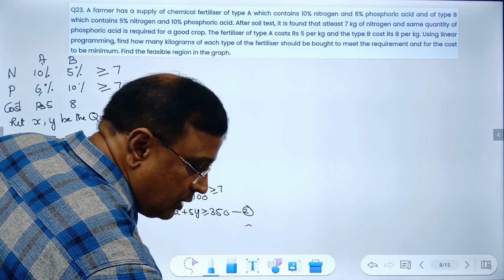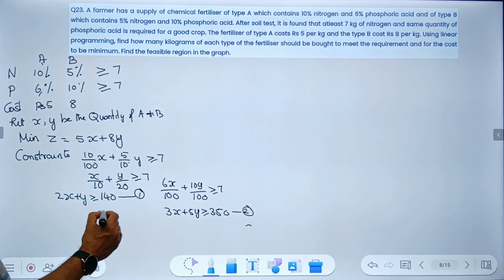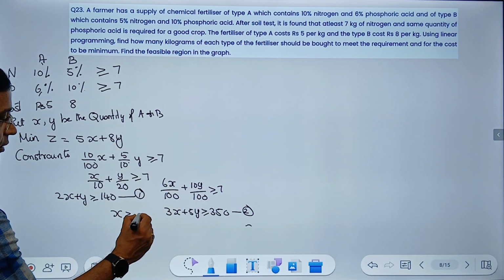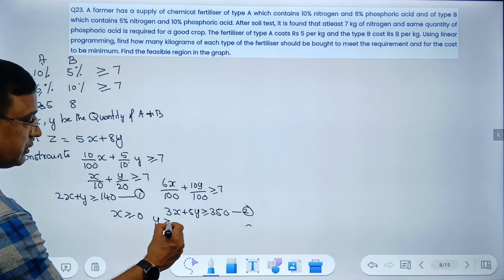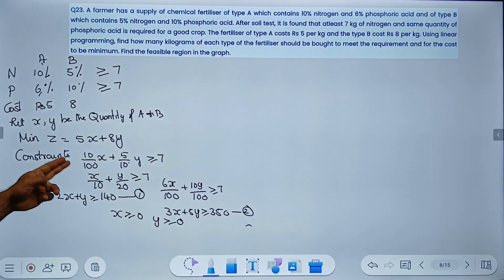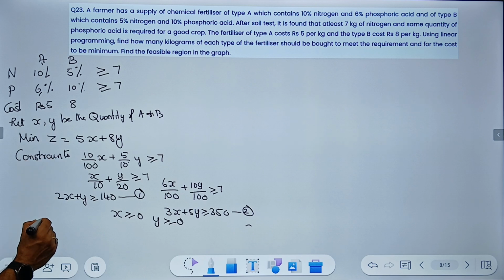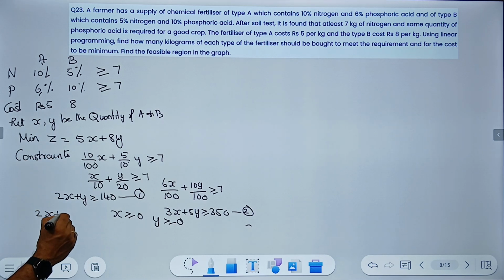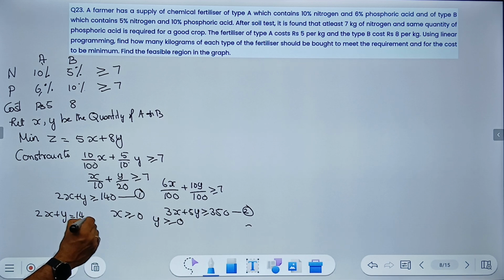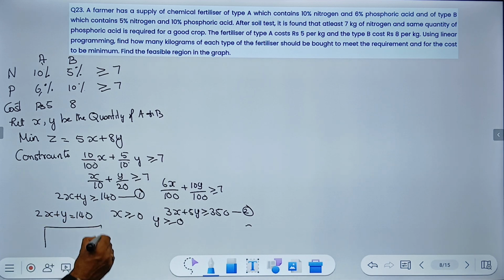Okay. Now what do you do? Finally, the non-negative constraint. X is greater than or equal to 0. Y is greater than or equal to 0. Now I have formulated the LP. Now, as usual, same thing. I will take 2x plus y equal to 140 and try to draw the graph.